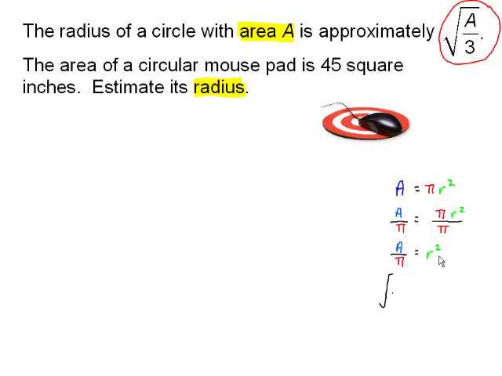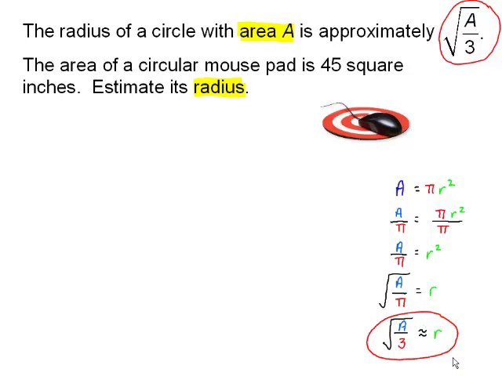Now, let's take the positive square root of each side of the equation. The square root of A over pi is equal to r. Since pi is equal to 3.14, we can say that pi is close to 3. And that's where they came up with the expression, the square root of A over 3.